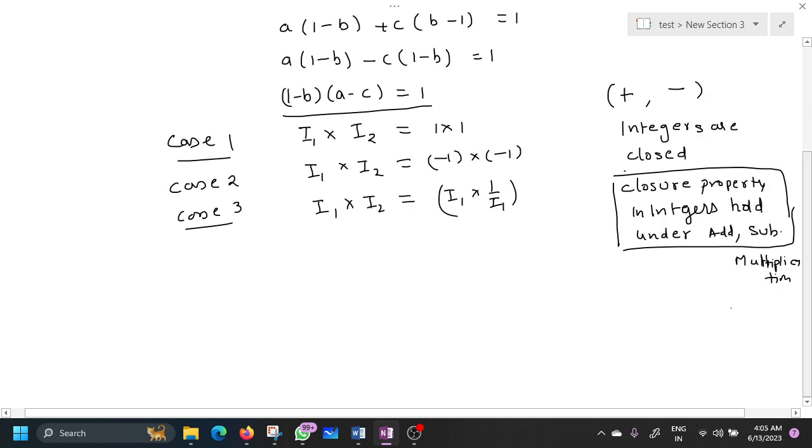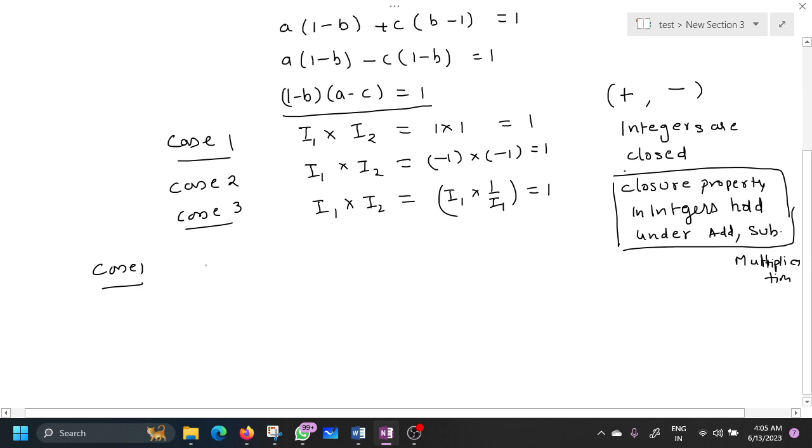So there are three cases. We will discuss one by one all three cases and see how we will get the answer. In all three cases we are getting 1. Okay, so let's talk about case 1.